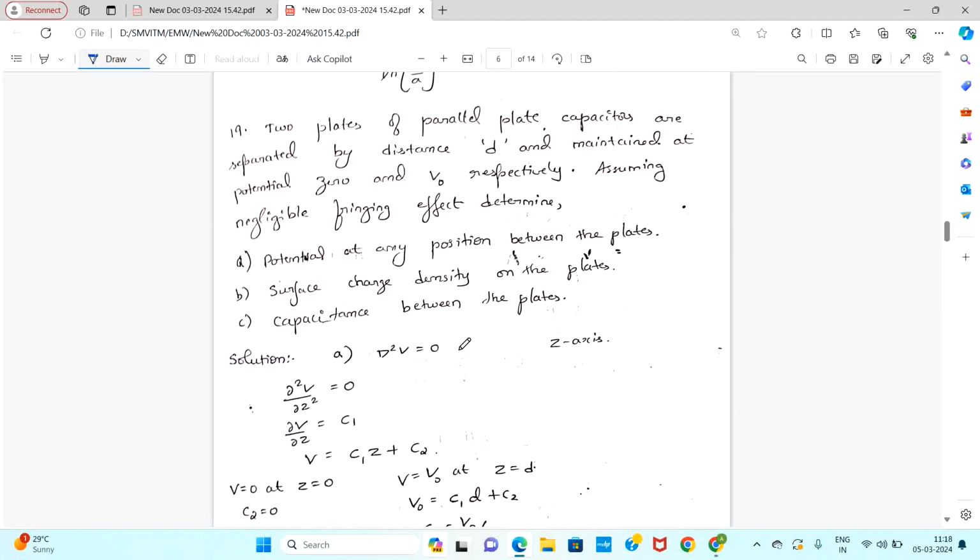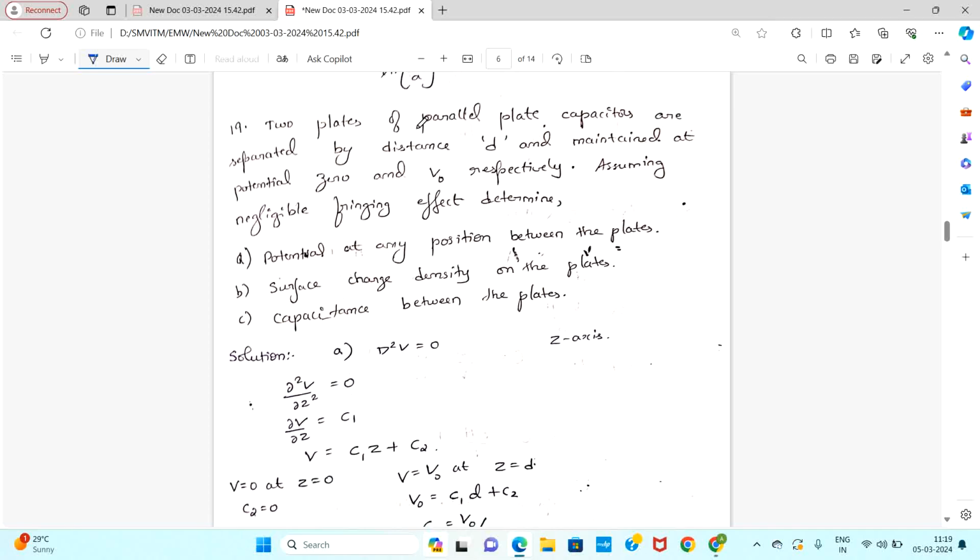Similarly, you have to go for the third problem. Two plates of parallel plate capacitors are separated by a distance T and maintained at potential 0 and V0 respectively. As you can see, there are two parallel plates, the distance between them is T, one of them is at 0 potential and the other is at V0. Assuming negligible fringing effect, determine the first part: the potential at any position between the plates.